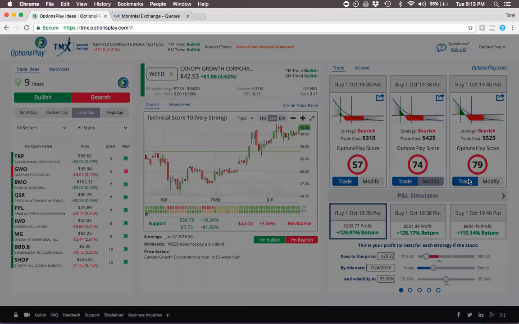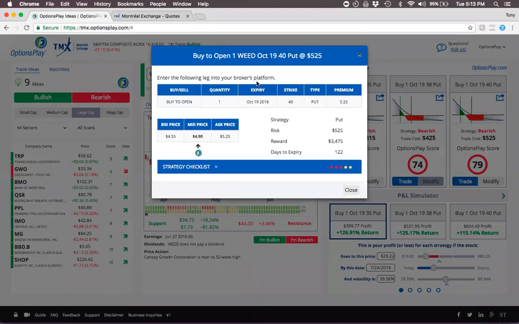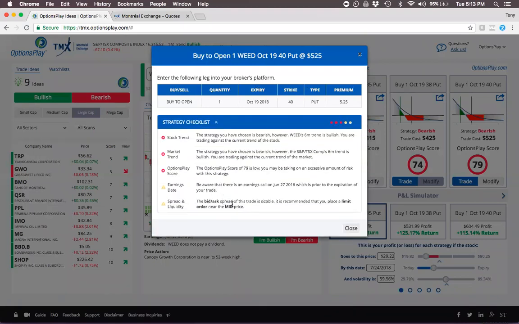That's why when you hit the trade button, we look at spread and liquidity, and we do that by looking at the spread between the bid and the ask price. That's a much better gauge for liquidity on an option.